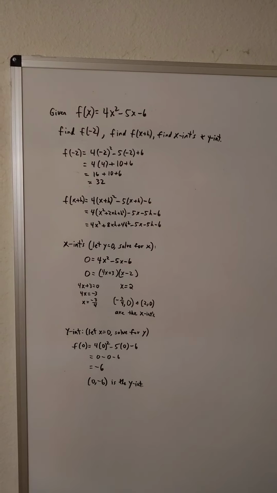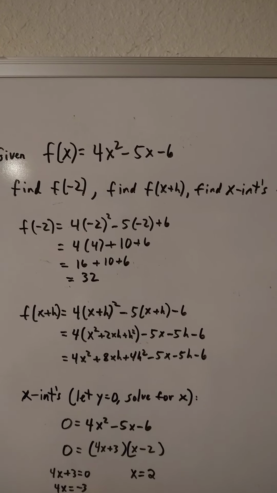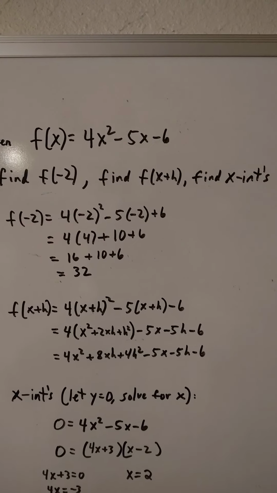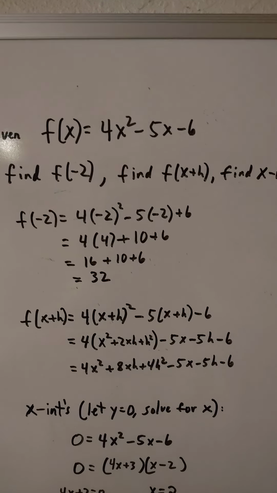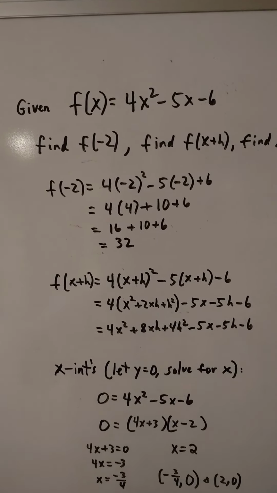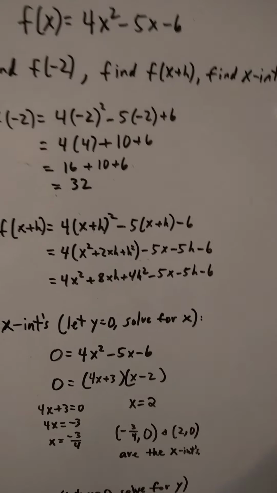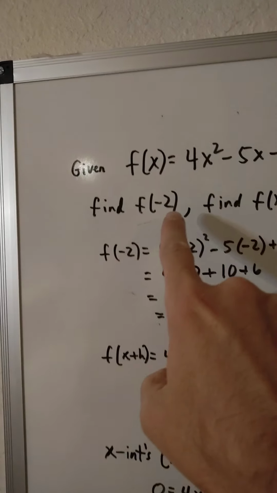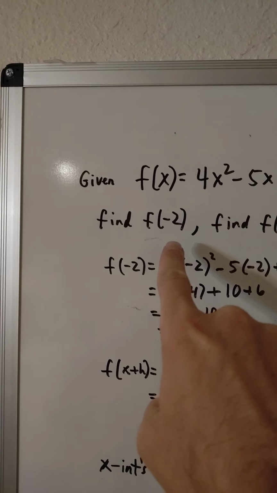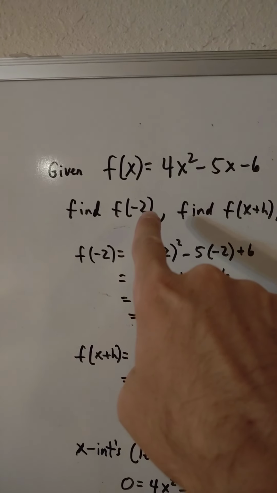So let's look at this function right there. Given f of x equals 4x squared minus 5x minus 6. So we can do a lot of things with that function, whatever we're asked to do. So I'm asking us to find f of negative 2, which is called evaluating a function for when x equals negative 2. Whatever is in that parentheses is an x value. So let's do that problem first.